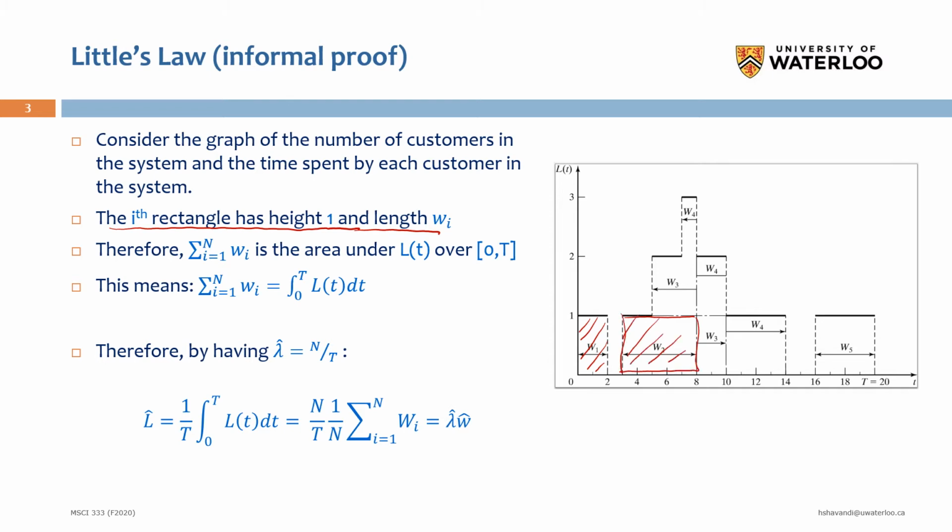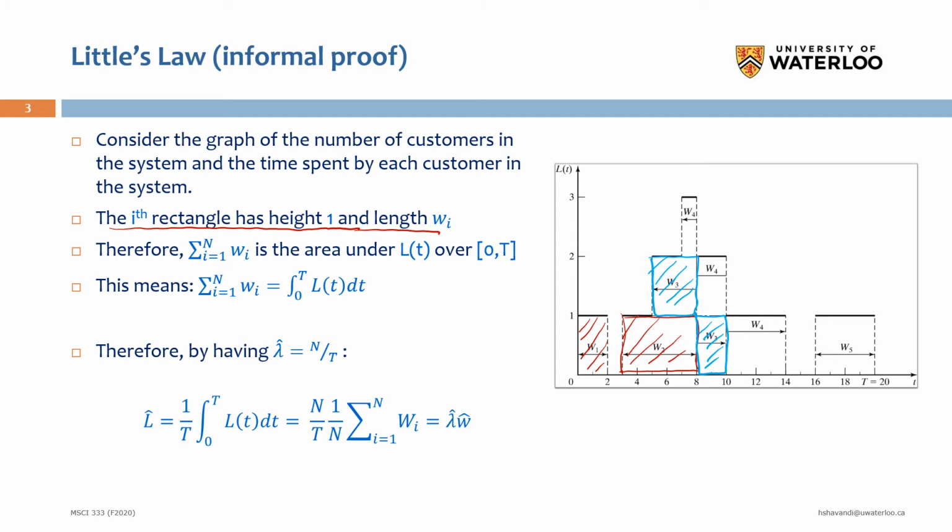Again, the height is 1 and the length is W2. And this is the third rectangle for customer number 3. If we consider this rectangle beside this one, we'll have the height 1 with the width of 5, right? From 5 to 10, okay?